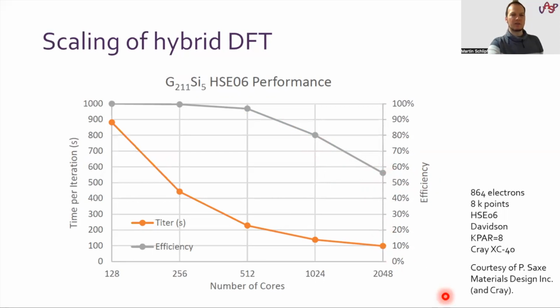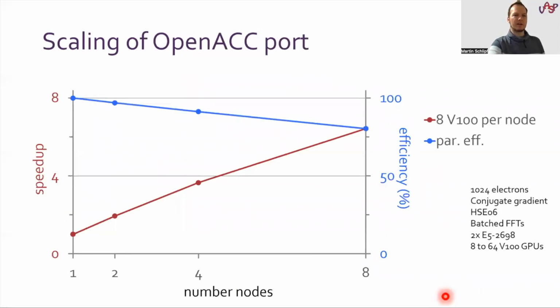Then another thing is this ACC port that we also discussed. Here is the performance of 8 of those nodes, where each node has 8 GPUs. So we go here from 8 GPUs to 64 GPUs. And you can see that scaling this reduces the parallel efficiency only to about 75% or 80%. So this is a very reasonable time for this hybrid functional calculation.